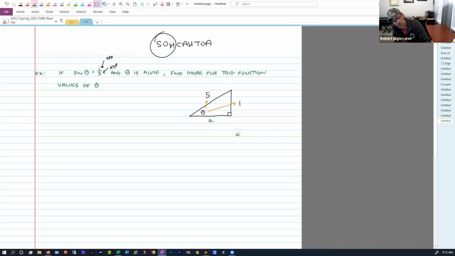So I know that A squared plus 1 squared must equal 5 squared. That's the Pythagorean identity. So that means A squared plus 1 equals 25. And I'll subtract 1 on both sides. So I get A squared is 24. And now at this point, I will take the square root on both sides.